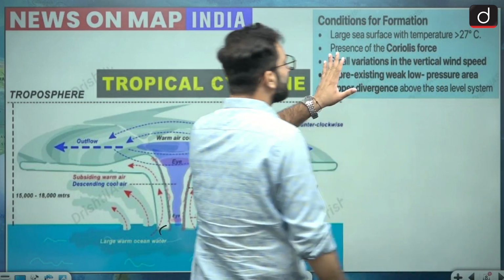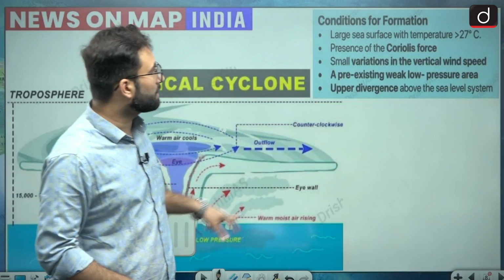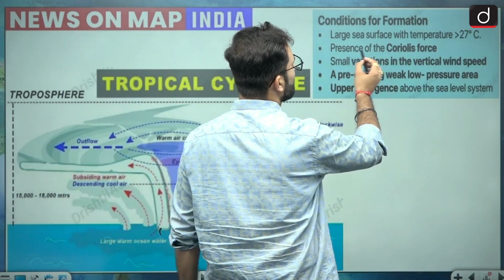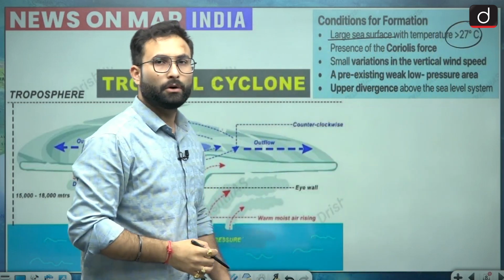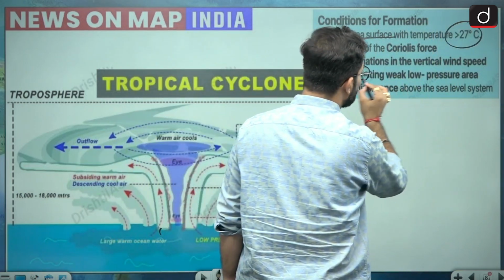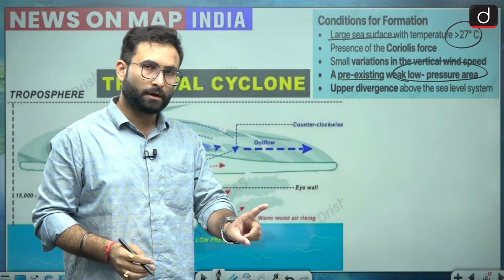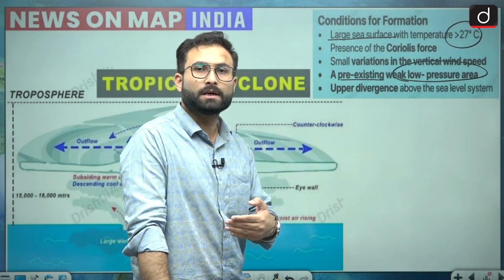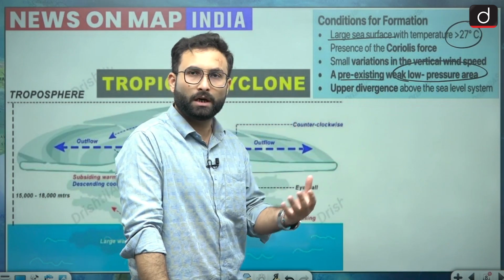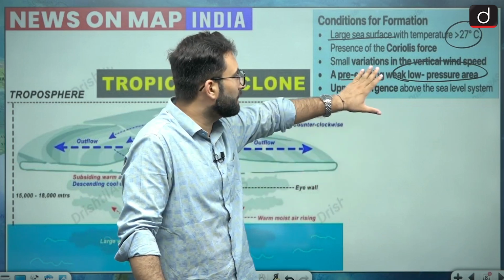When we talk about the conditions for the formation of cyclones, we have seen that there will be low pressure. One is a large surface area with temperature more than 27 degrees. Second is a pre-existing weak low pressure area. Earlier there should be a weak low pressure area, which then intensifies into a bigger and larger low pressure area.